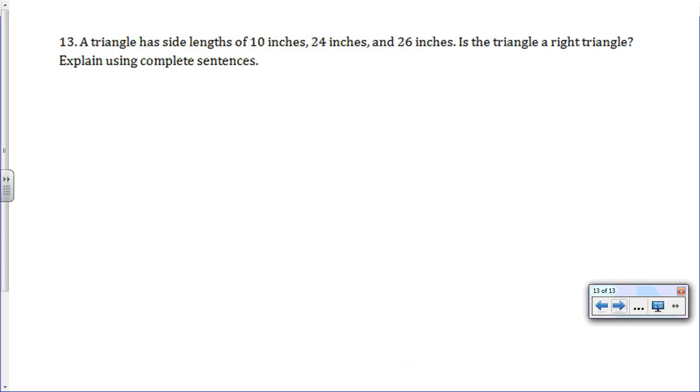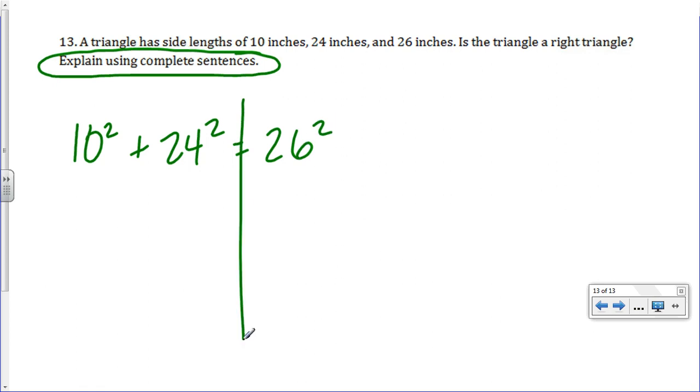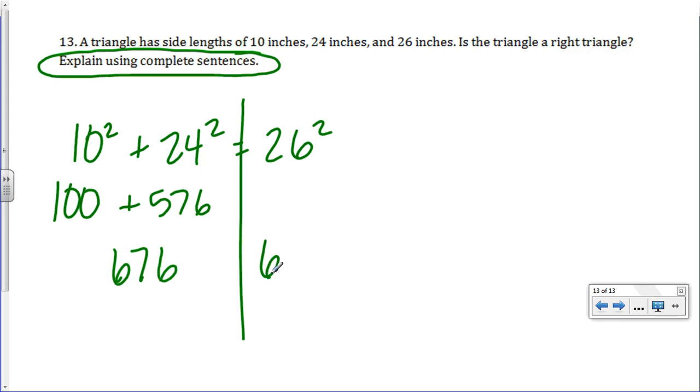All right, last one. A triangle has side lengths of 10, 24, and 26 inches. Is the triangle a right triangle? Explain using complete sentences. There's what we want to make sure we don't forget about. So, because it's asking if it's a right triangle, we're going to take those side lengths and plug them into the Pythagorean theorem. Remember, your biggest side is going to be your hypotenuse. And we want to see if the left side equals the right side. So 10 squared is 100. 24 squared is 576. Add together is 676. 26 squared is 676. So because my left side equals my right side, my answer is yes, it is a right triangle.